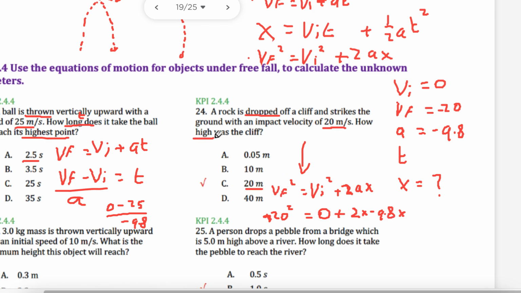It's only asking for the height. Height is a scalar. That is just a distance. It is not a vector. It did not say position or anything, just height. So it will just be 20. You might get minus 20 as your answer, but it will simply be 20.